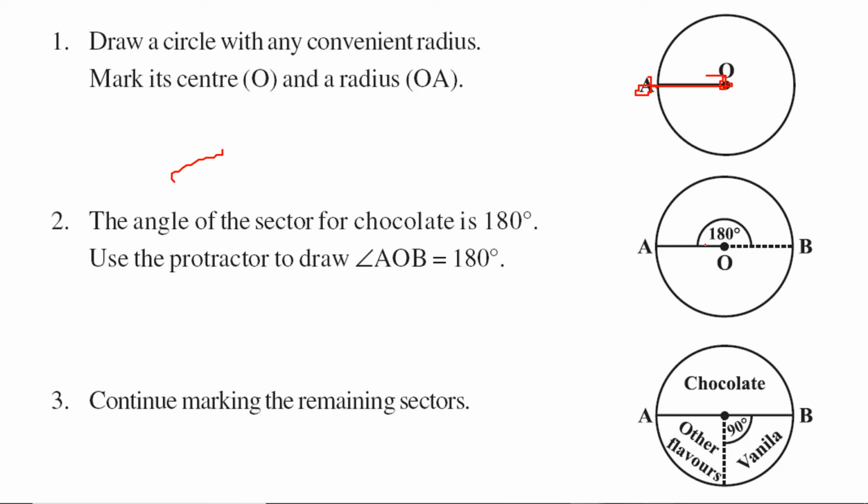Now we have to draw 180 degrees for chocolate. You can draw a diameter, or you can just start from some radius and take 180 degrees. This whole part has to be chocolate. You can shade it also. The remaining sector, from this point to this point, make 90 degrees. The other will also be 90 degrees, because the total sum of the angles should be 360 degrees. So this is how we draw it.